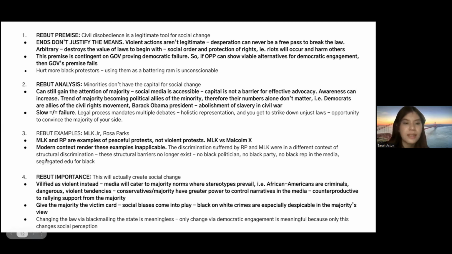Lastly, in terms of rebutting the importance, if they're talking about how this will create social change, right? The idea here is to talk about how the media still caters to the majority norms where stereotypes unfortunately still prevail, right? The idea of being dangerous if you are colored whatsoever. So changing the law via blackmailing the state is meaningless. Only change via democratic engagement is meaningful. And that's something that you perhaps have on your side. Okay.